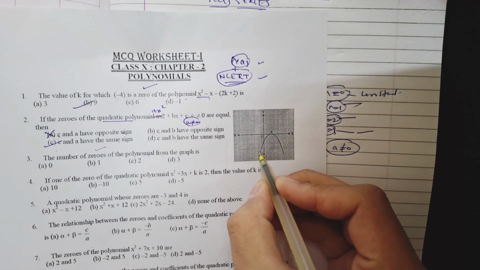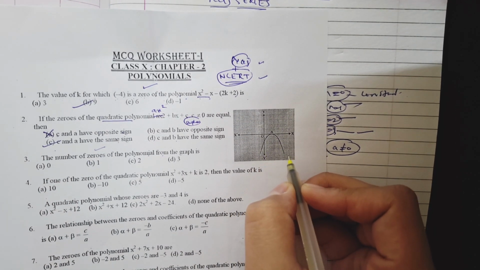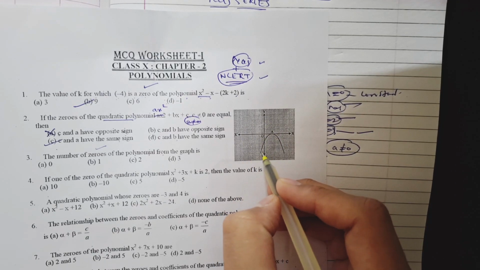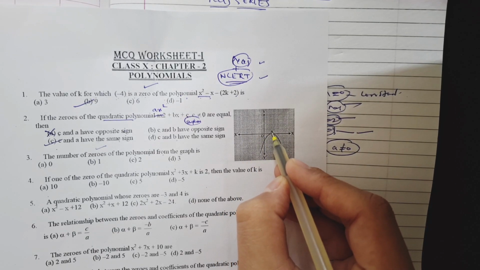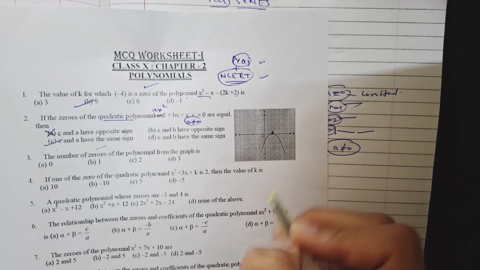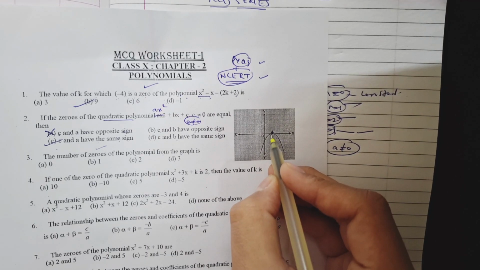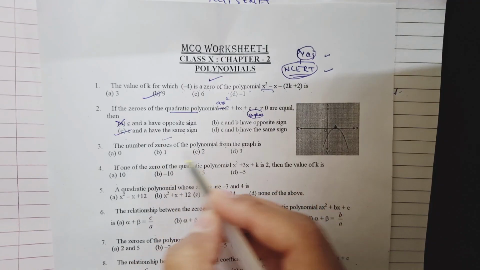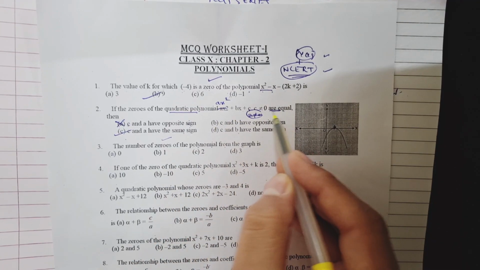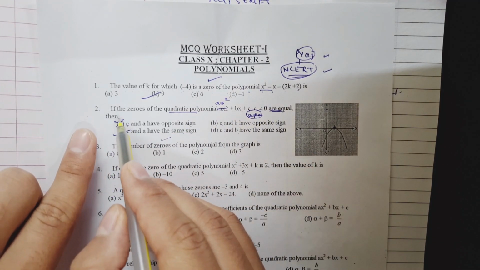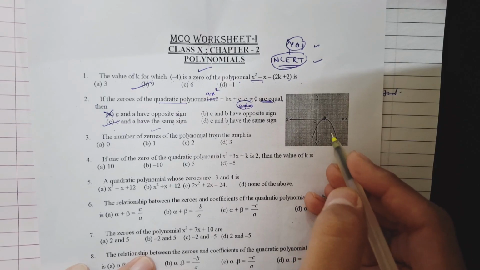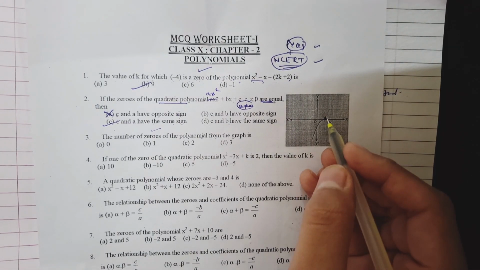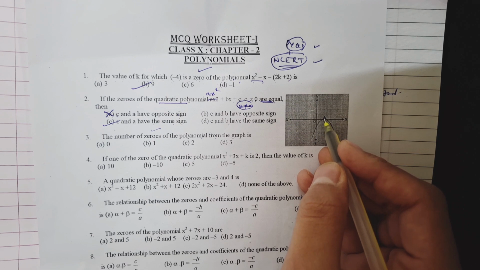Now here you can see this is a parabola graph, a quadratic polynomial obviously, and x-axis is this, y-axis is this. The graph is only touching the x-axis at only one point. This means it is the condition that zeros are equal, that we have done in the second question. It means this parabola has equal zeros and it only touches the x-axis at only one point.